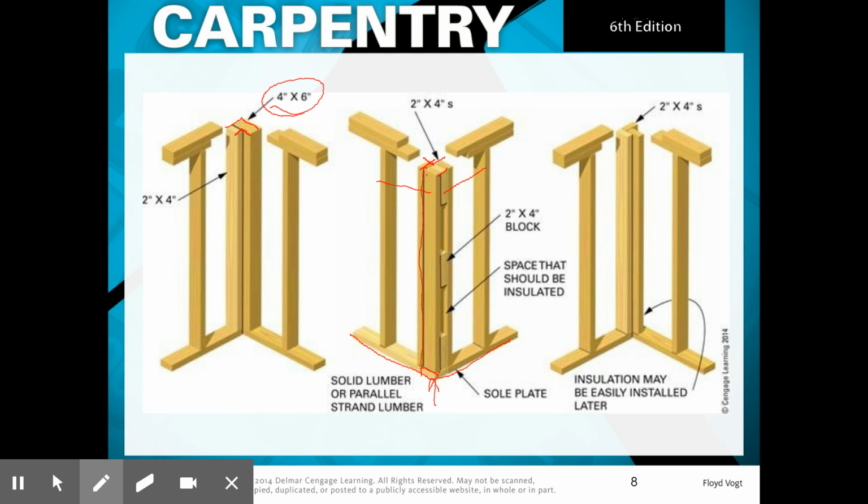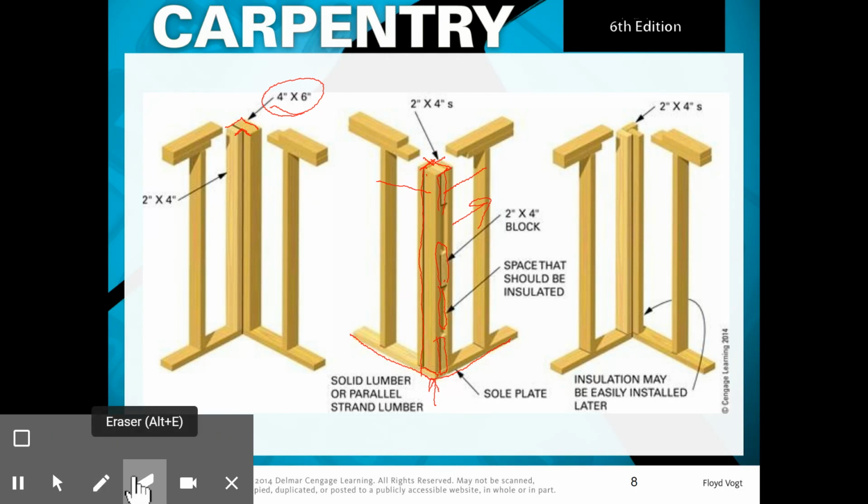Attached, we have 2x4 blocks. And then we return in this direction, heading there. Now you can see that this space should be insulated, but that's going to be pretty hard to get at.